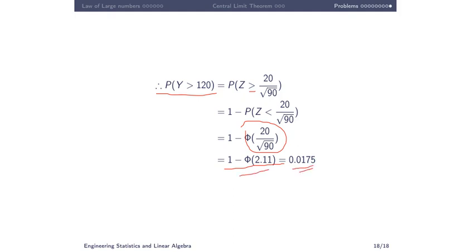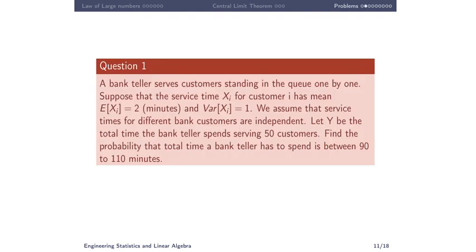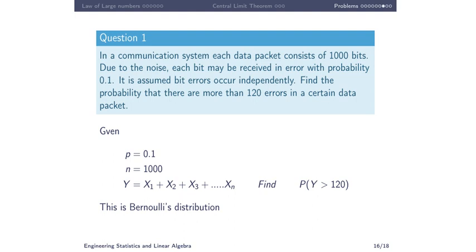So this is how we solve the problem. We discussed two types of problem. In one case, the mean is directly given. In another case, the distribution is given and you have to find the mean. So this is all about the central limit theorem.